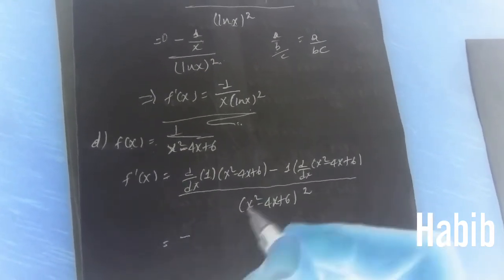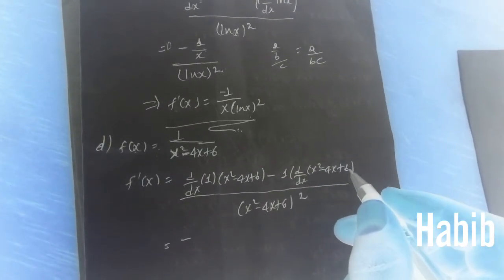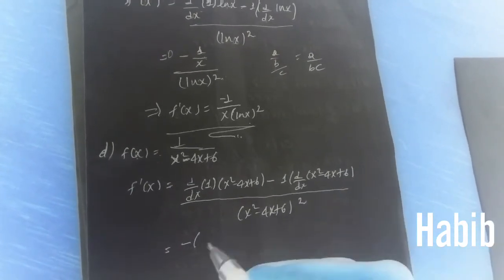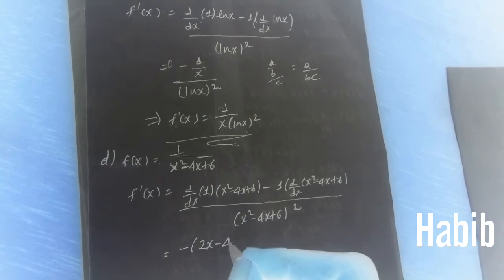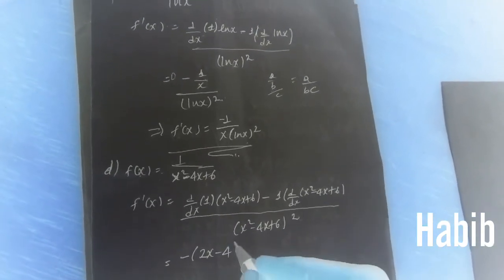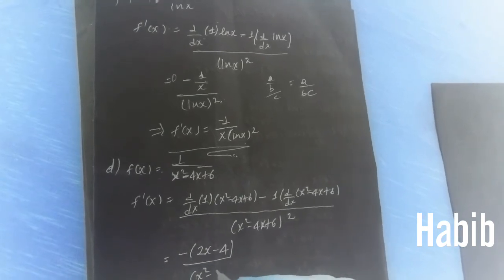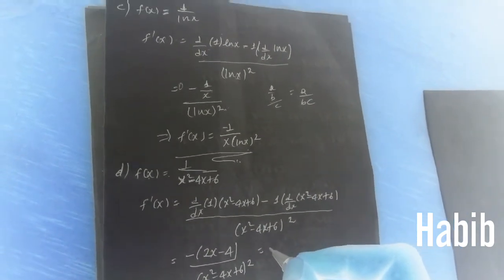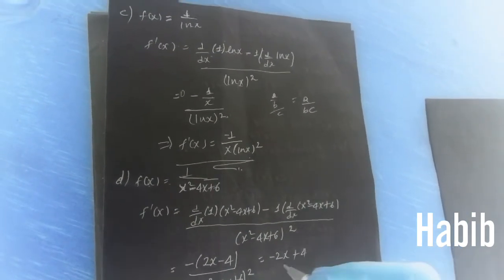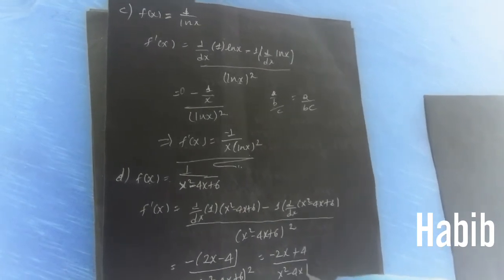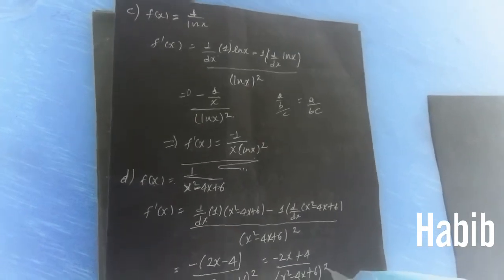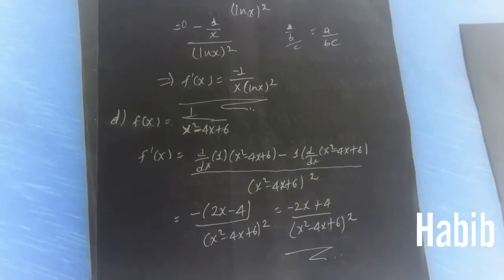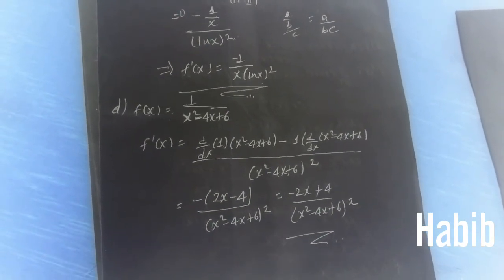This becomes d by dx of 1, which is 0, therefore minus the derivative of x square minus 4x plus 6. The degree is 2, therefore the derivative is 2x minus 4, plus the derivative of 6 which is 0, therefore we can erase it. The whole over x square minus 4x plus 6 the whole square. This becomes minus 2x plus 4, the whole over x square minus 4x plus 6 the whole square. This is the derivative function of 1 over x square minus 4x plus 6 with respect to x.